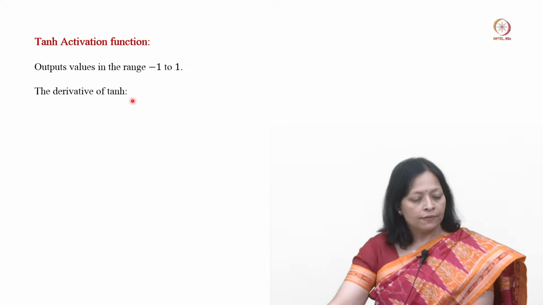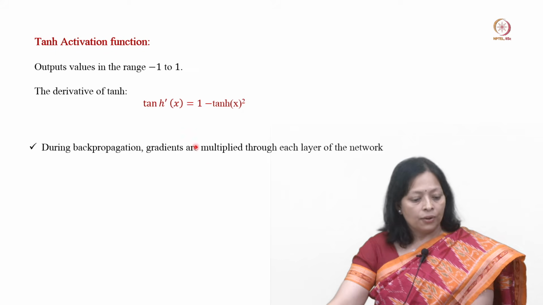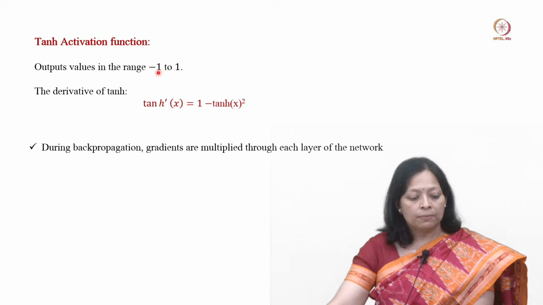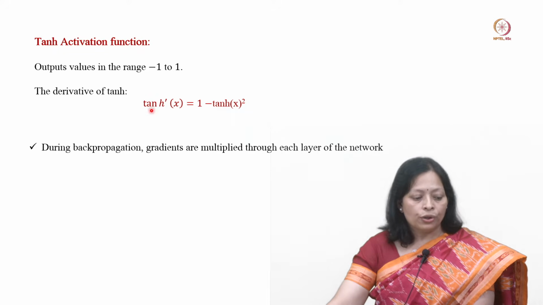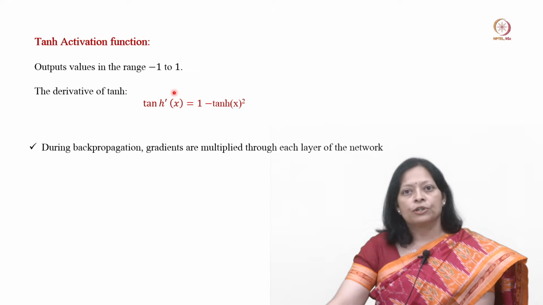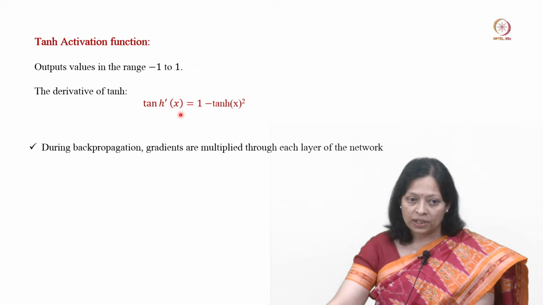The derivative of the tanh activation function is 1 minus tanh(x) squared. Now, what happens here? If tanh(x) is between -1 and +1, its square is always less than 1, and 1 minus something less than 1 is a small number. So for both the sigmoid and tanh activation functions, the derivative becomes small.